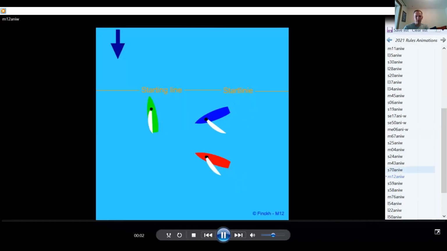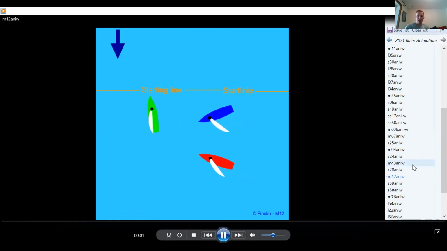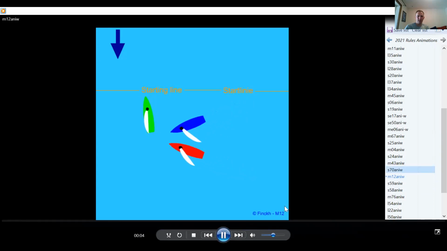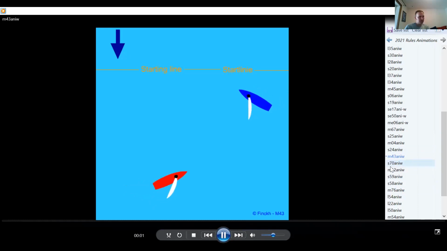Go back to that one. So now blue, there's right of way. Blue needs to keep clear, and blue needs to pull her sail in right away because red's on a close-hauled course and going fast. And red can push blue up and push blue over the starting line. But that's it.